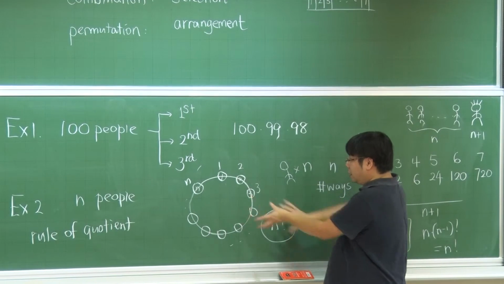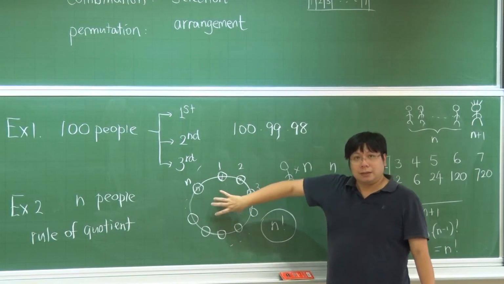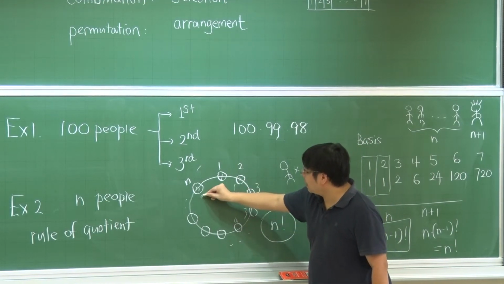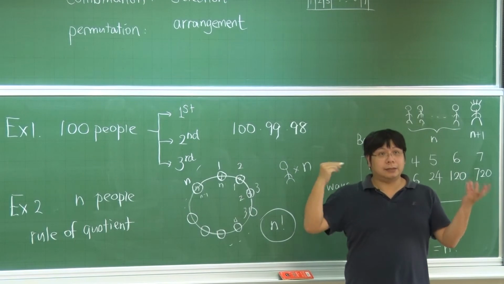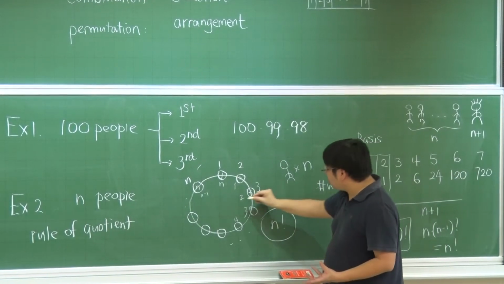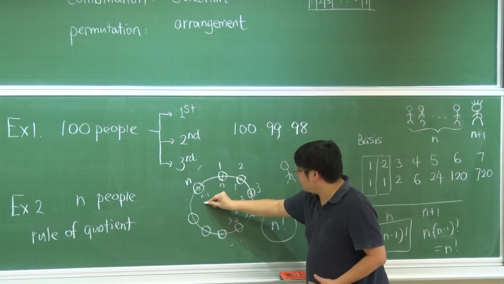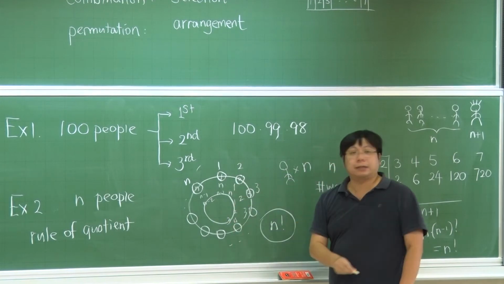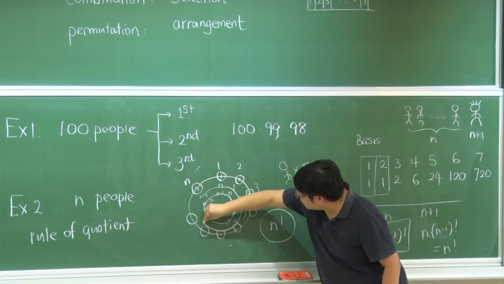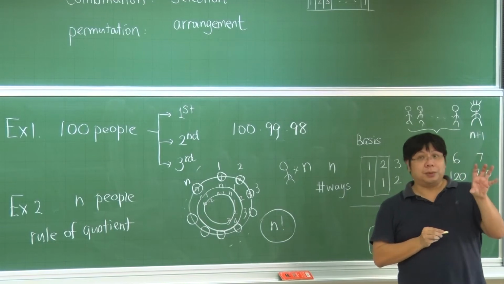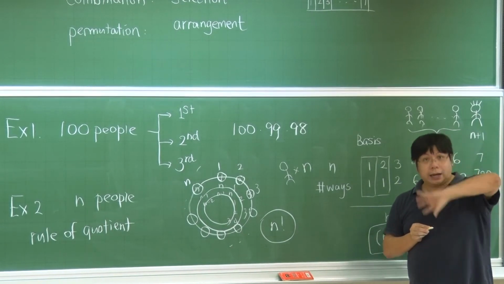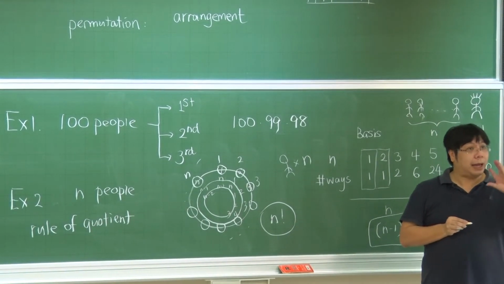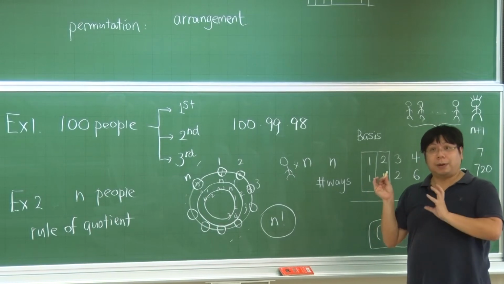But then, without any restriction, we will count this here as a different one: 1, 2, 3, 4, n minus 1, n. We will count this as a different arrangement. And we will also count 1, 2, 3, n minus 2, n minus 1, n as a different arrangement. Am I correct? Each arrangement is counted exactly n times. Each arrangement is overcounted by n times.